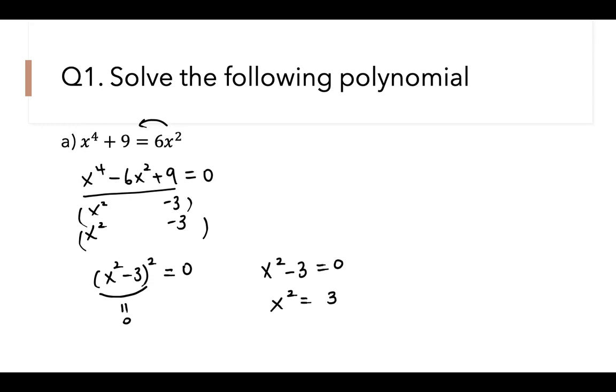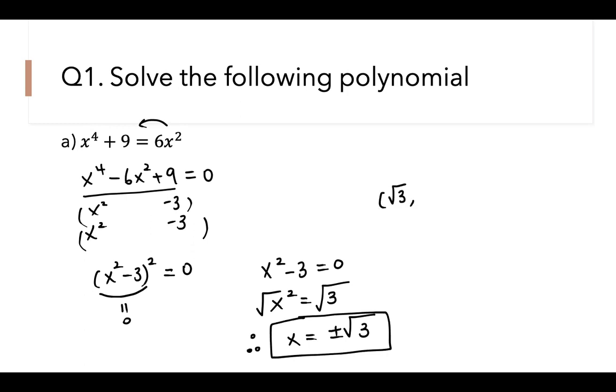X squared is equal to 3. And you're going to square root both sides. Now when you square root both sides, make sure that it's plus and minus. So plus or minus square root 3. So the zeros in this case, this should be sufficient. But if you have to represent it in another way, then the zeros will be square root 3, 0, or negative square root 3, 0. So you can represent it either way, but this will be the ideal way.